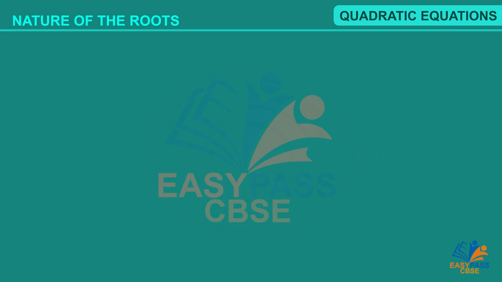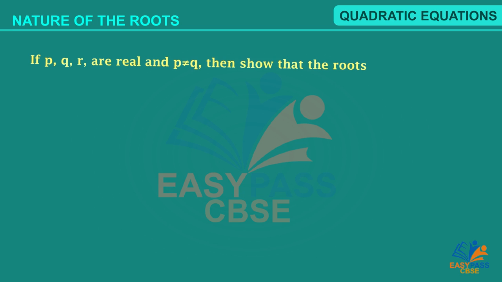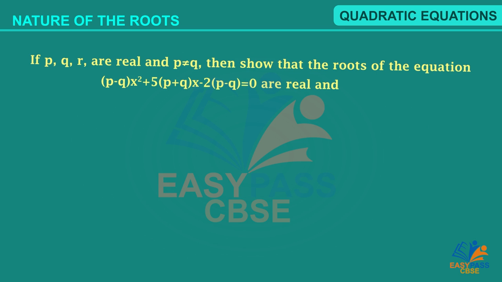One more, the typical question in the application of the discriminant. If p, q are real and p is not equal to q, then show that the equation p minus q times of x square plus 5 times of p plus q x minus 2 times of p minus q equal to 0 has real and unequal roots. Underline the words real and unequal. So, to show real and unequal, you have to show that the discriminant is strictly greater than 0.